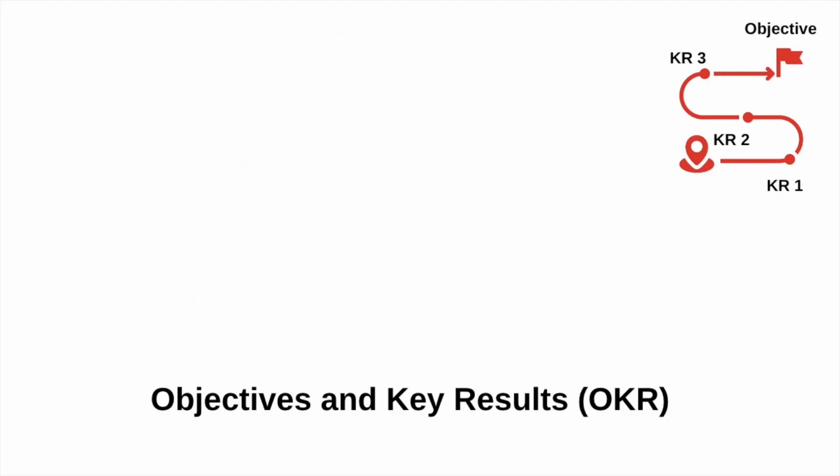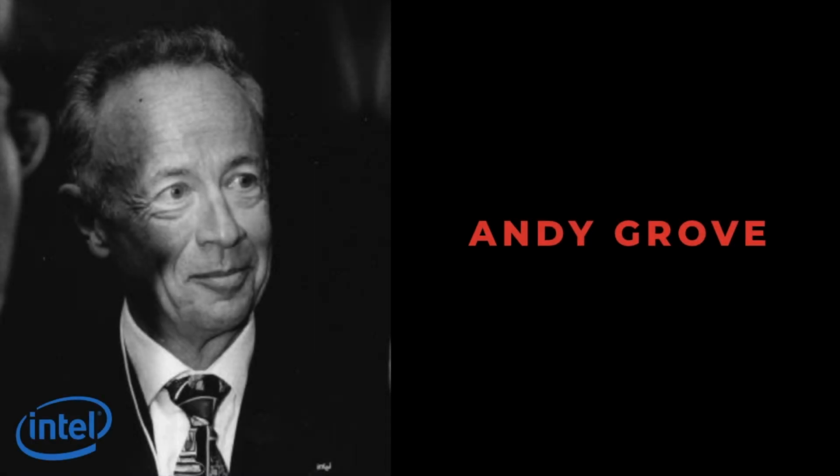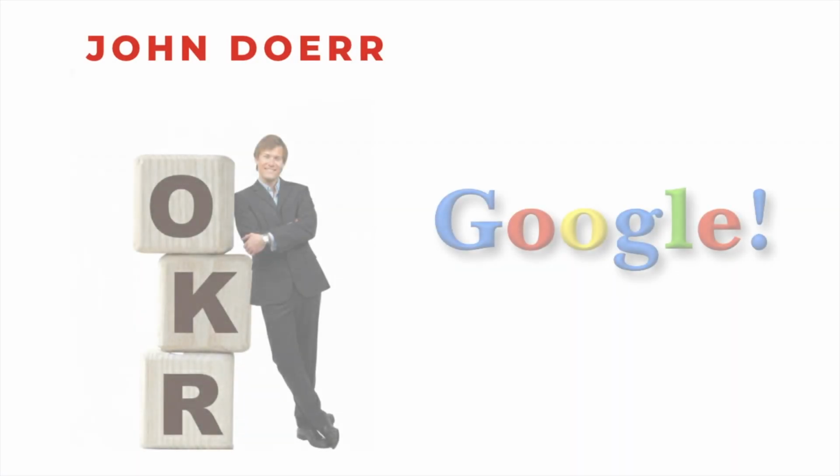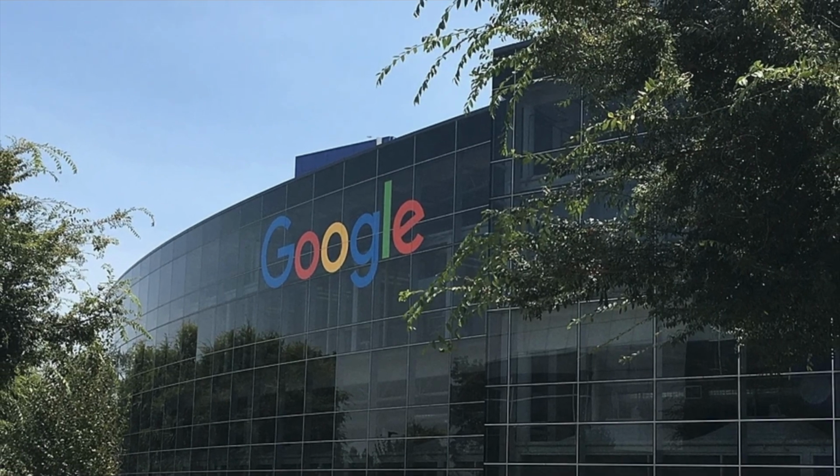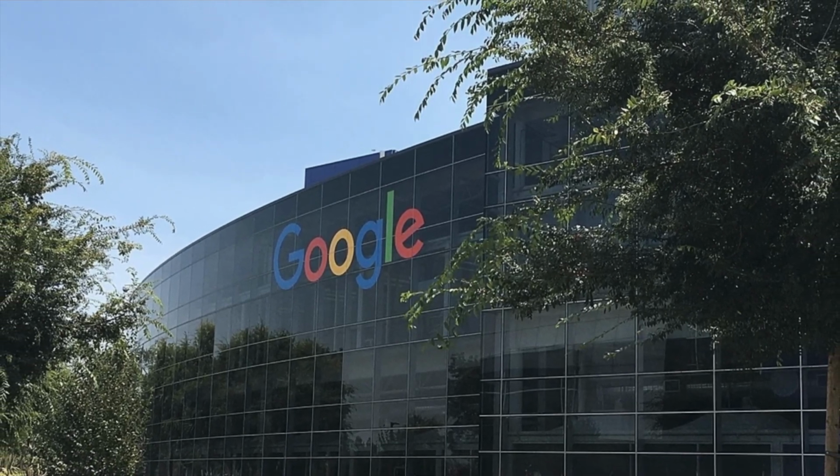Where did OKRs come from? OKRs were introduced in the 1970s at Intel by CEO Andy Grove. Later, venture capitalist John Doerr took OKRs to Google in 1999 when Google had just around 40 employees. Google grew extremely fast. That's why OKRs became famous worldwide. Today, Google has over 180,000 employees, and they still use OKRs every single quarter.